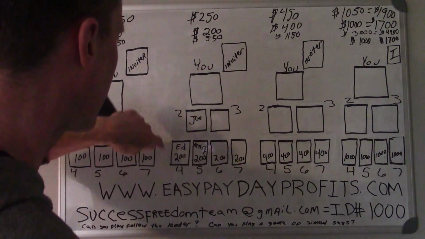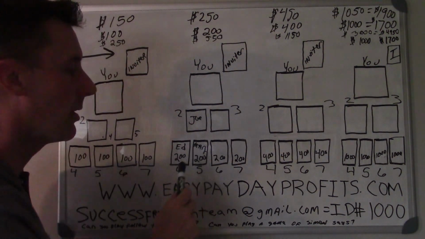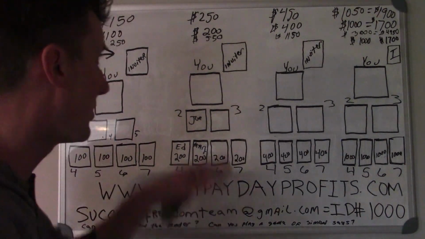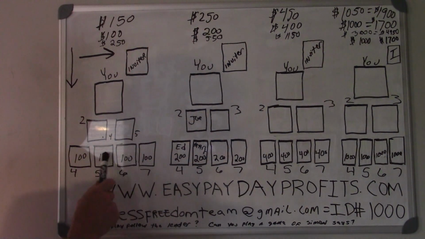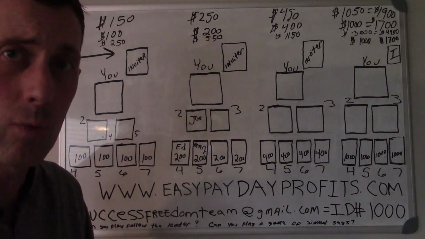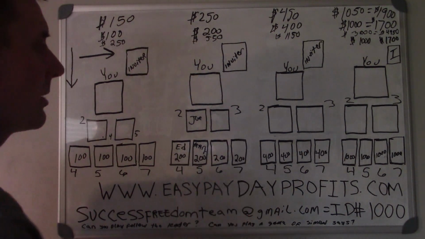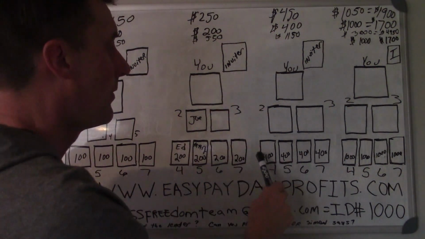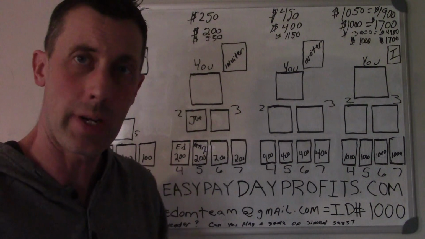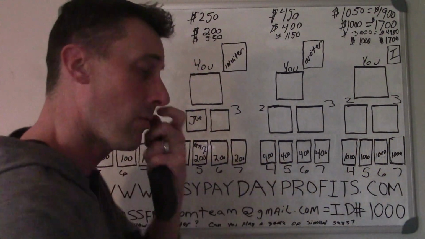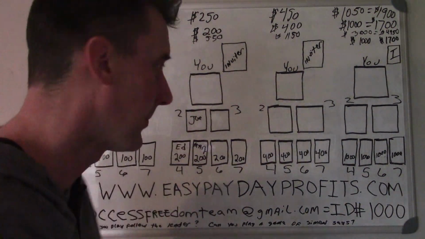Now, you've made 200, 200, which is 400 bucks in phase 2. It's 100, 100, 100, and 100 at level 1, 200 times 4 at level 2, 400 times 4 in level 3, and 1,000 times 4, which is 4,000 in level 4.